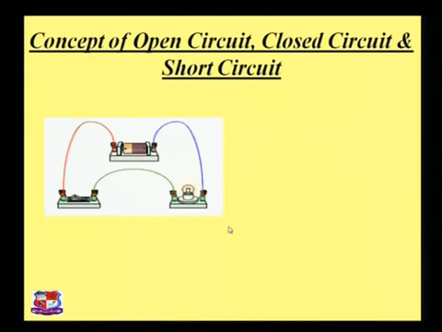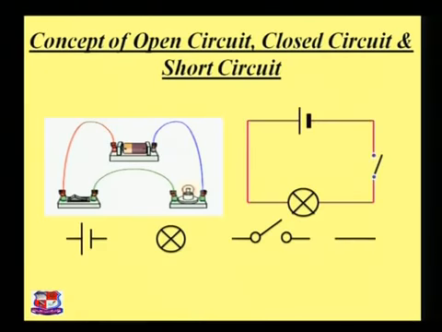Now we move toward the concept of open circuit, closed circuit and short circuit. There is a figure which scientists generally prefer. There is one battery, that is the EMF source of energy, there is a switch, and there is a loading device. We cannot draw the circuit like that every time, so we move towards a simplified model of it.